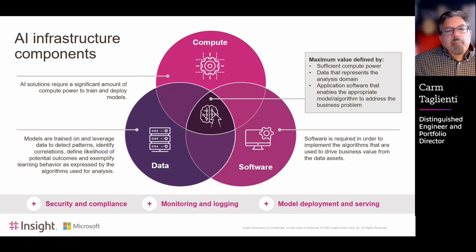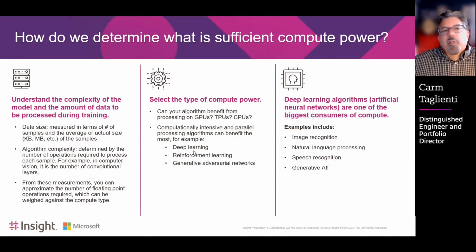Now at the bottom, and I don't by any means mean to talk about these things as being secondary, but certainly within the infrastructure, we need to layer in security and compliance, monitoring, logging, and then model deployment and serving, which are all part of the process. And I could talk for hours probably about this, but I wanted to give you just some of the characteristics that are associated with the infrastructure components and some things you might want to think about before we have some coffee. So here, how do we determine whether or not we have sufficient computing power?